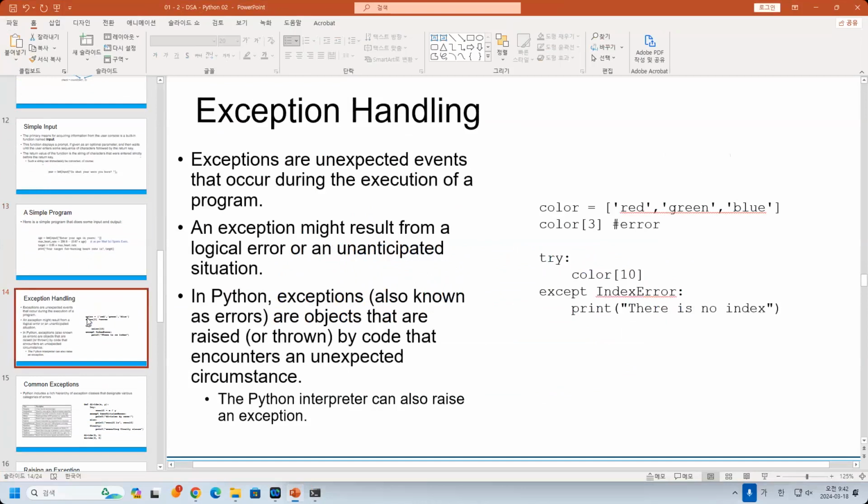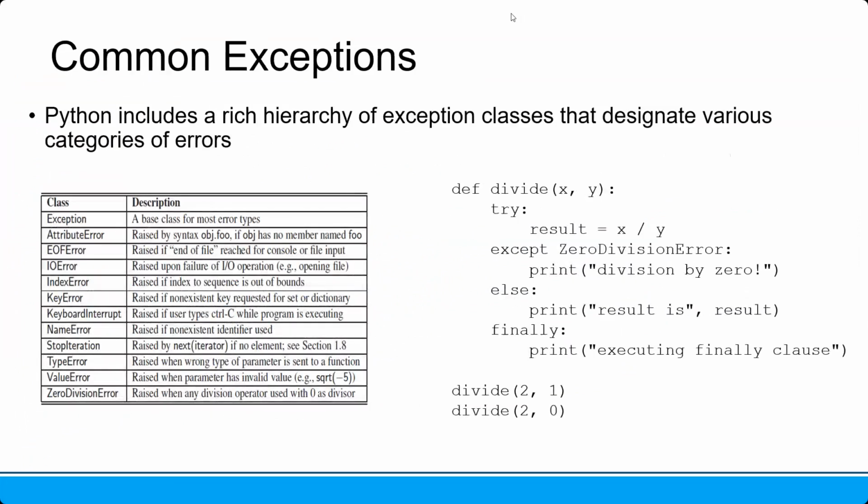Exception handling. What does it mean by exception handling? Python includes a rich hierarchy of exception classes that designate the various categories of errors. So you need to understand errors. In Python, they already put in a lot of classes to define what the errors are. They call it the exception class. And in the exception class, there are many kinds of errors, for example, attribute errors, end of file errors, input output errors, index error, and so on.